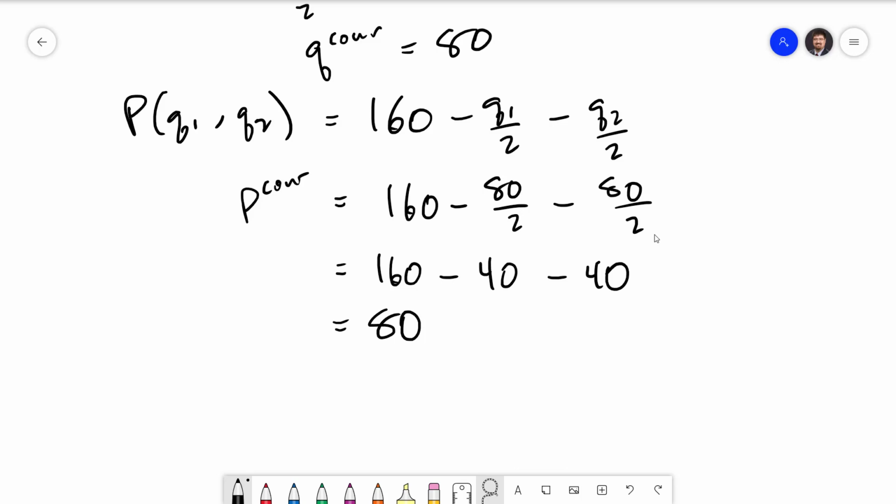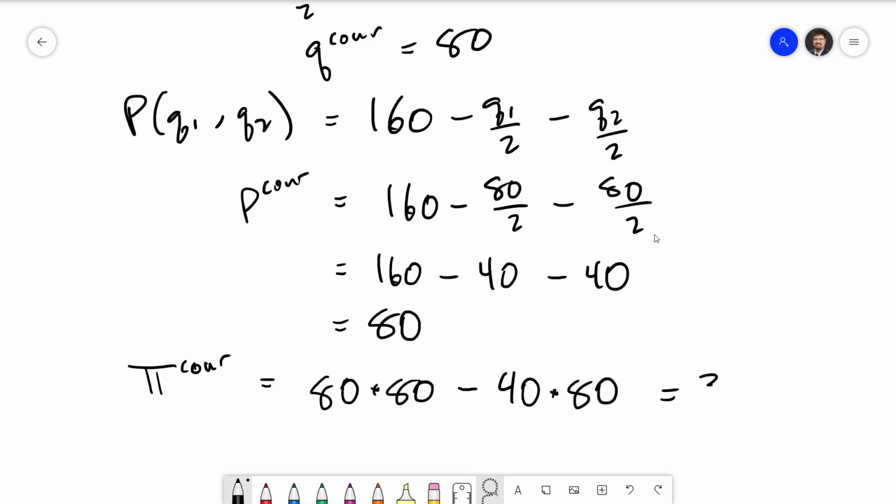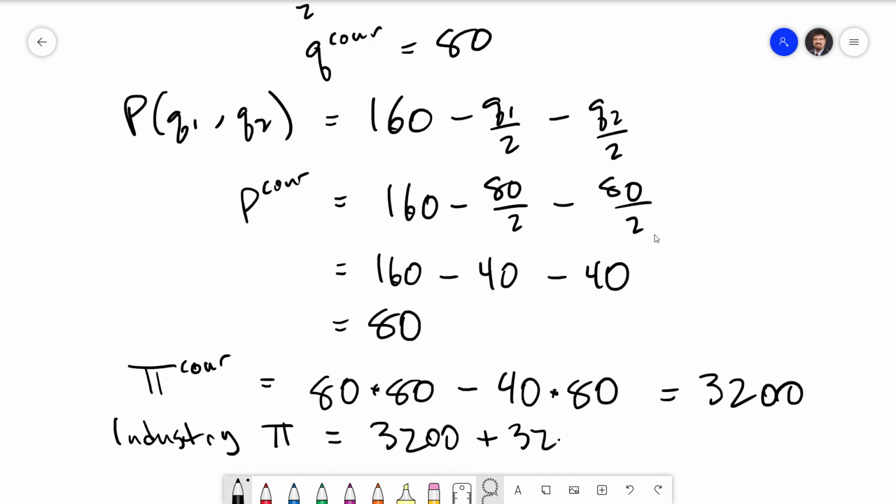This ended up being the same as the quantities per firm, but that is pure coincidence in this case. Profit per firm, we'll label as pi Cournot, is going to be price times quantity, so 80 times 80, that's per firm, minus our total cost, which is 40 per unit, and we're producing 80 apiece, which is going to give us 3,200. If we want to know the profit for the entire industry, we can add up our profit for each firm, and that's going to give us 6,400.